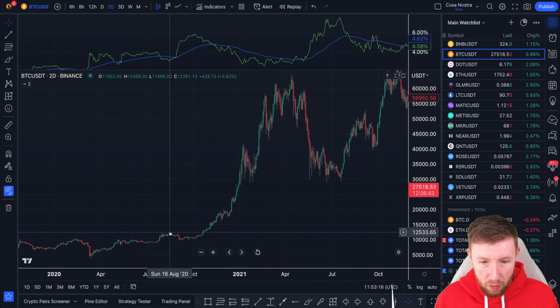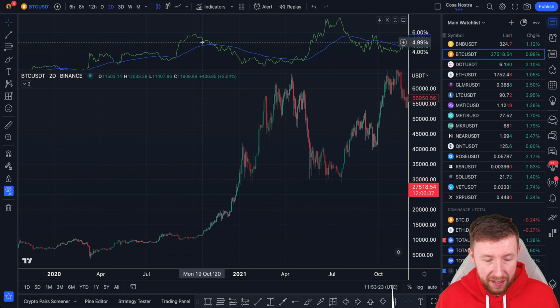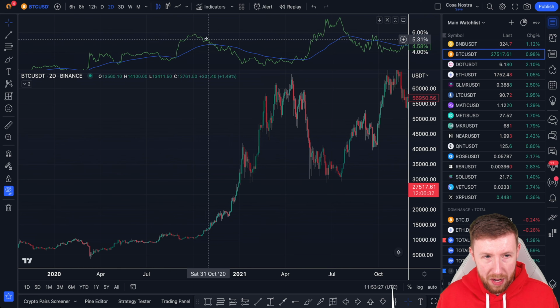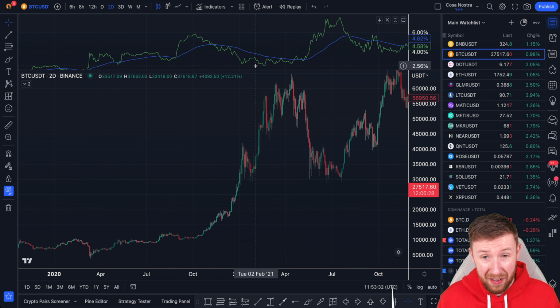Now, look at this. We were 12,000, we dipped all the way down to roughly 9,000, give or take, and we pushed up, and then obviously we melted, and then boom, all of a sudden, the market started to ramp. It started to ramp. So we went from all the way at 5 point whatever, down to 2.58%.